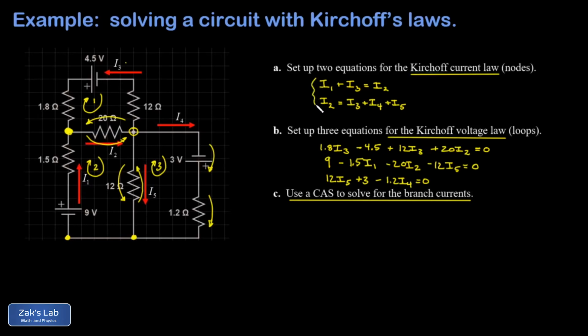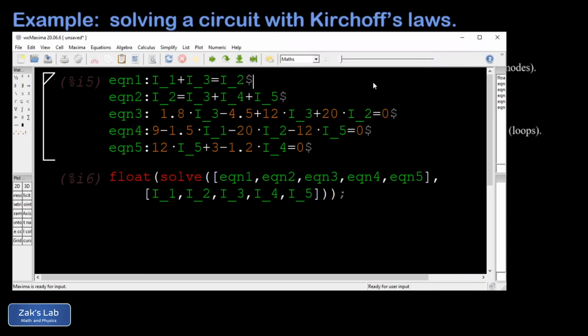So again, we have 5 equations. We have 5 unknowns. Those are the 5 branch currents. And we go to our computer algebra system to solve the system. So I've already got the equations put into the system. Hopefully this makes sense. I named my variables with underscores to identify them as I1 through I5. And the name for our first equation is just EQN1 or equation 1, equation 2, and so on. Once we put all those equations into Maxima, I hit Shift Enter.